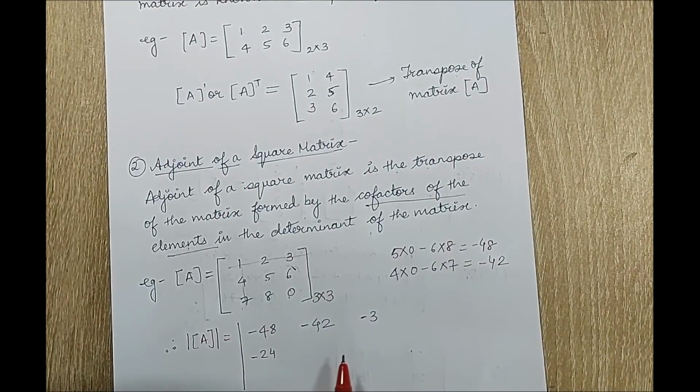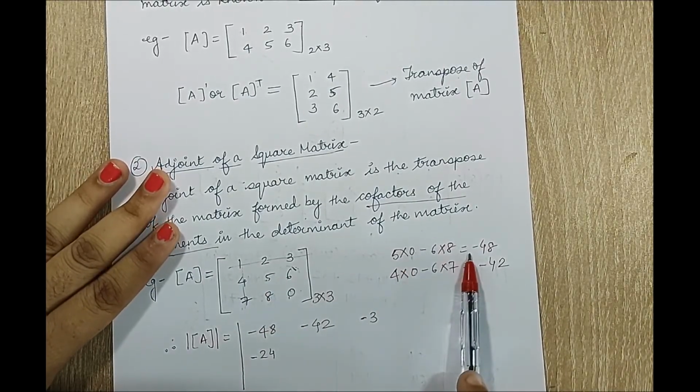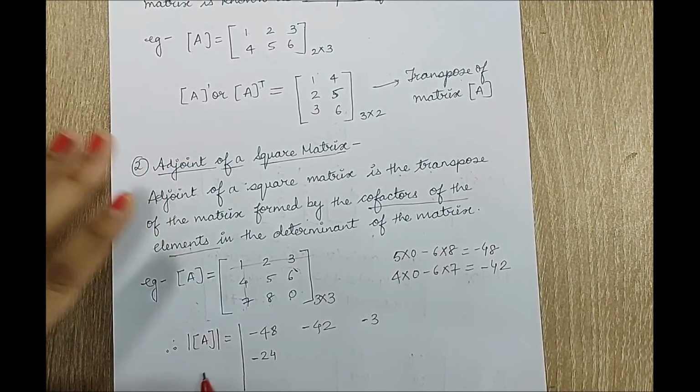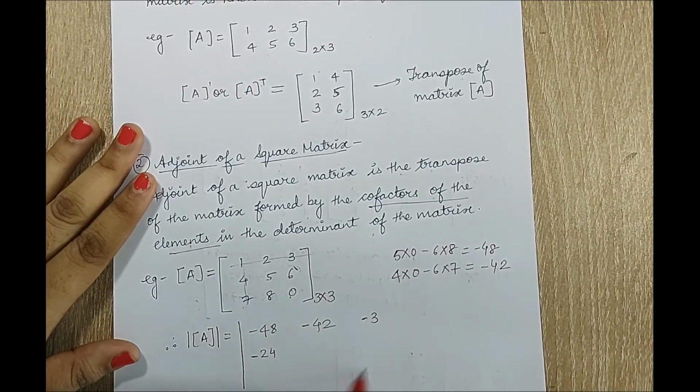Now here I would like to add one thing, that since we are calculating the determinant of this matrix as you have seen over here, this is called the determinant of this matrix, as you can observe. Now this matrix which I am forming over here, this is called a cofactor.